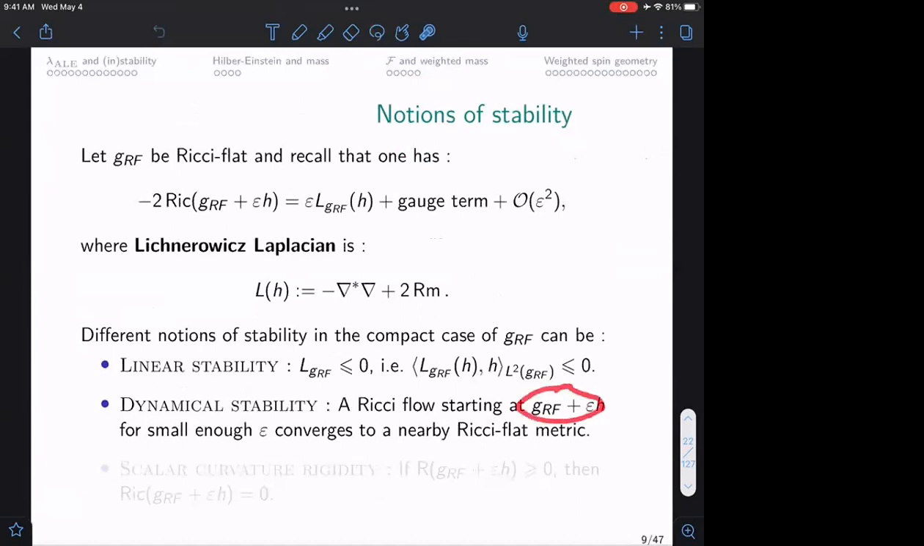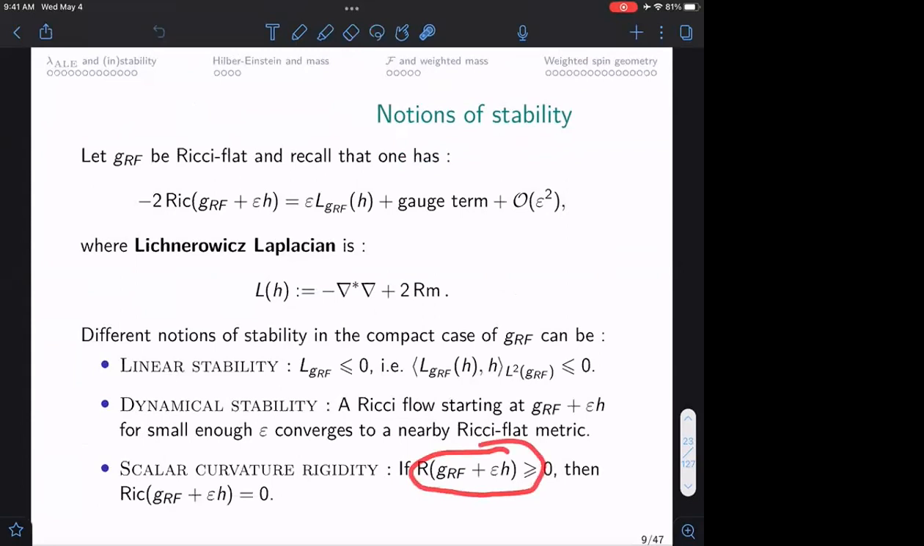If you start at a perturbation of a Ricci-flat metric, you're dynamically stable if you flow back to a Ricci-flat metric in infinite time. And there is a last notion of stability, which is probably more linked to this workshop, which is scalar curvature rigidity, saying that a Ricci-flat metric is stable if whenever you have a metric of positive scalar curvature, non-negative scalar curvature close by, then it has to be Ricci-flat. So it's a very strong rigidity statement.